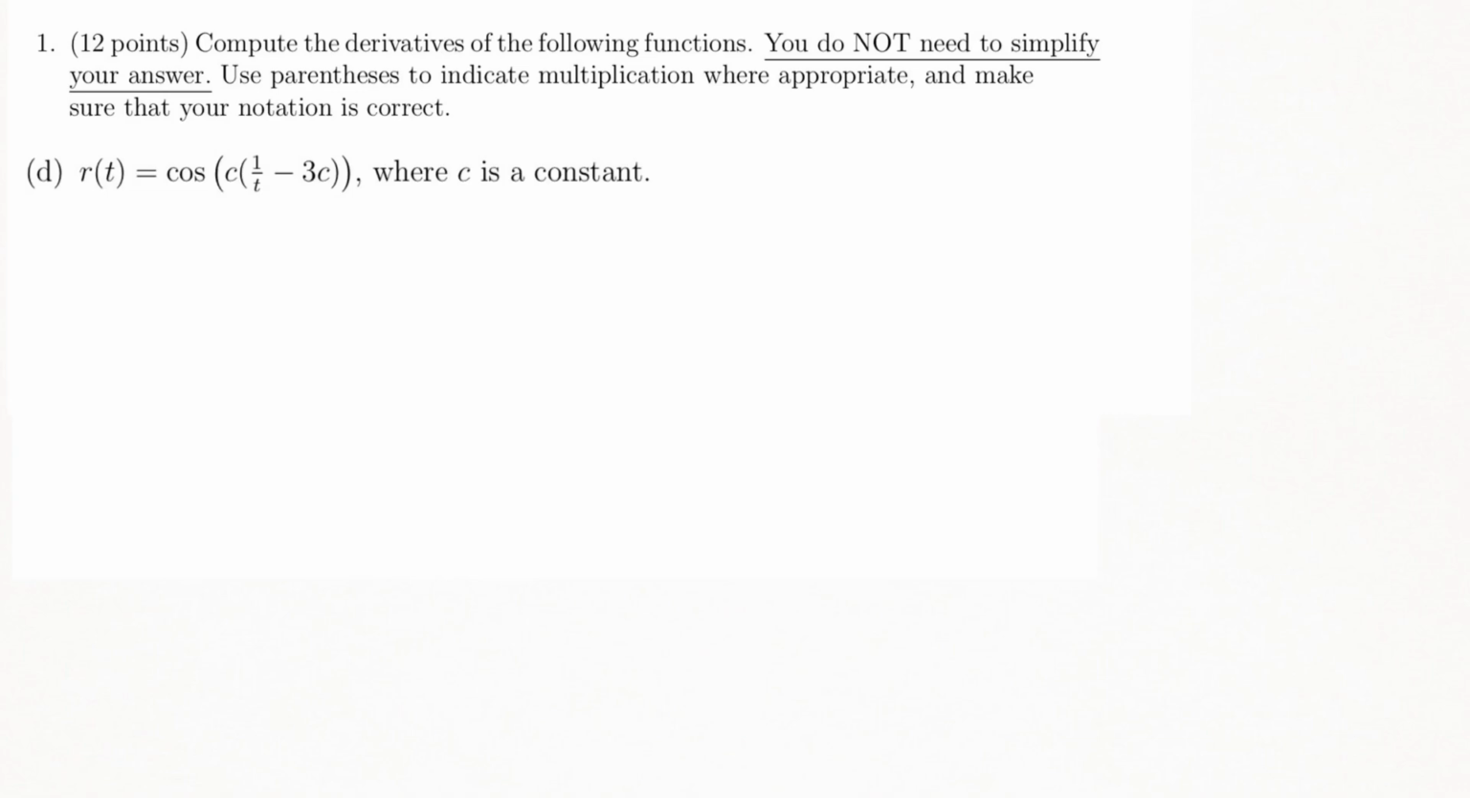Question 1d is again giving us another equation to start off with and asking us to find the derivative of it. The first thing that's really important to note here is they say where c is a constant. So anytime they tell us something is a constant, that means you want to treat it like a number. So anytime you see a c in this equation, think of it like a 5. It's not a variable. You're not going to be taking the derivative of it.